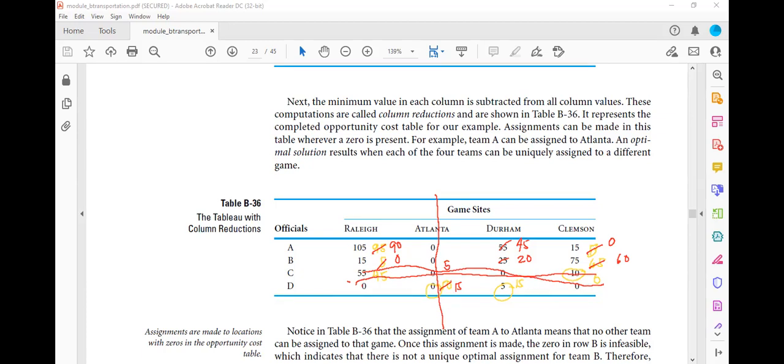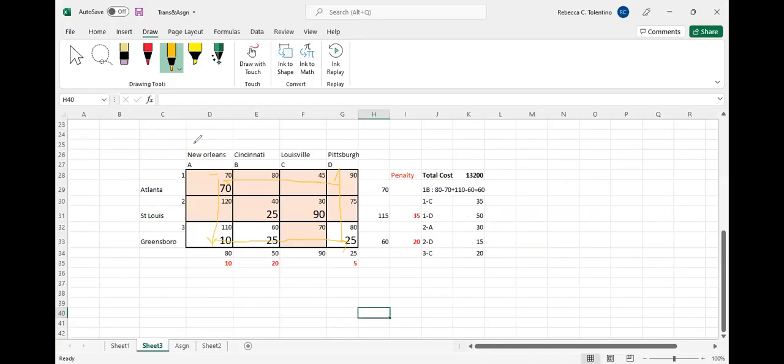Medyo magulo na yan. Okay, clear all the drawings. So, medyo magulo yung ano natin. Can you see the Excel file, guys? Guys, can you see the Excel file now? Yes, ma'am. Kita po. Kita na.